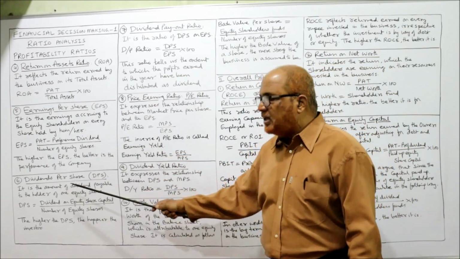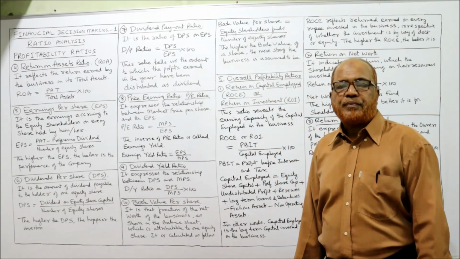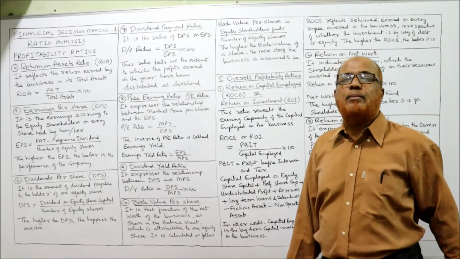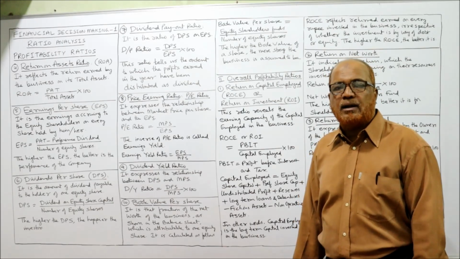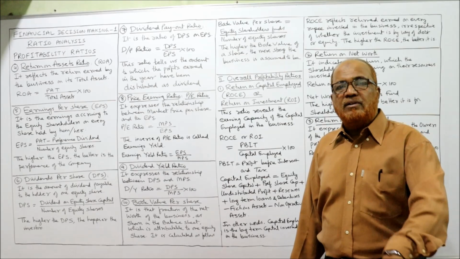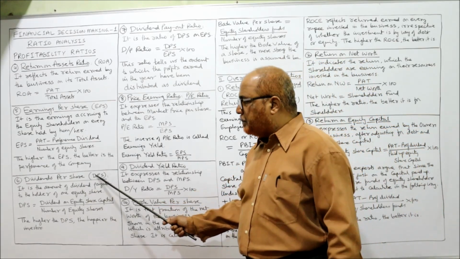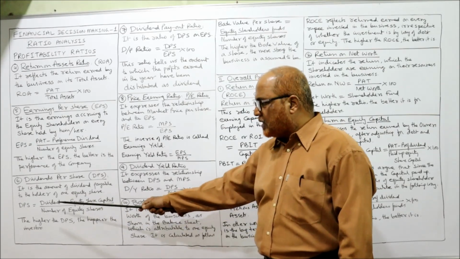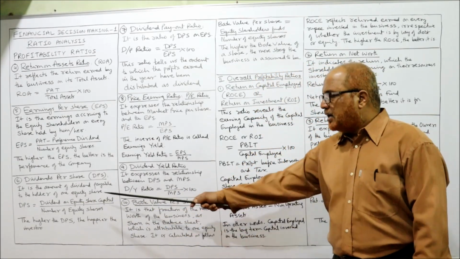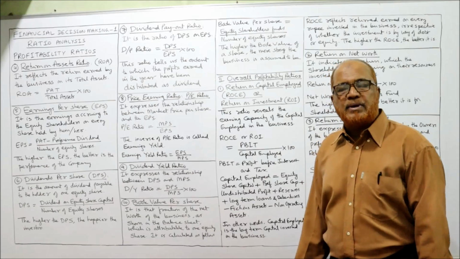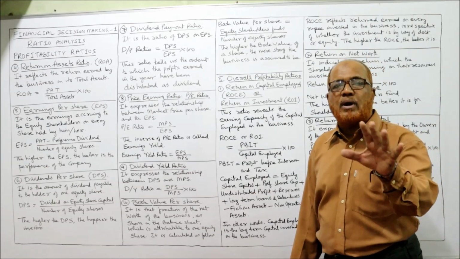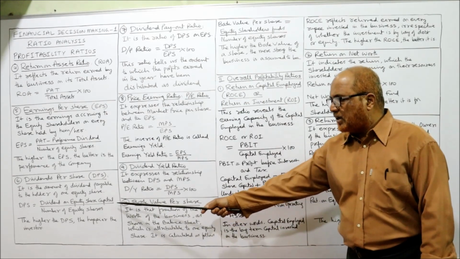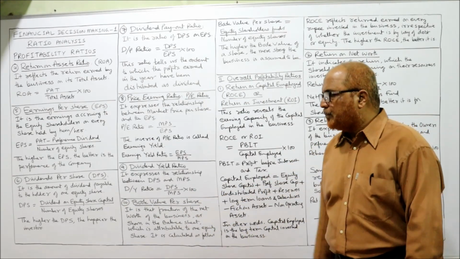Now the 6th one, dividend per share. How much dividend are the shareholders getting on each share held by them? On every share held by him or her, what is the dividend they are getting? That is called DPS. It is the amount of dividend payable to the holder on every equity share. So the DPS formula is dividend on equity share capital divided by number of equity shares. This will give you DPS.